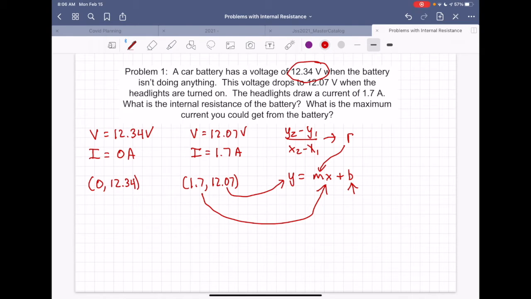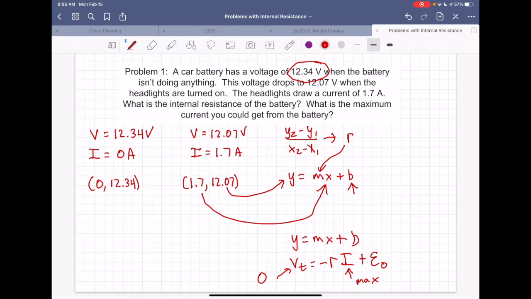Once we have that, we want to get the maximum current that we can get. Remember, the y is the voltage at the terminals of the battery. The slope is the negative of the internal resistance. The x is the current. And the b is the voltage of the battery when nothing is coming out. You're going to plug 0 in for your terminal voltage, and that will let you find the maximum current.